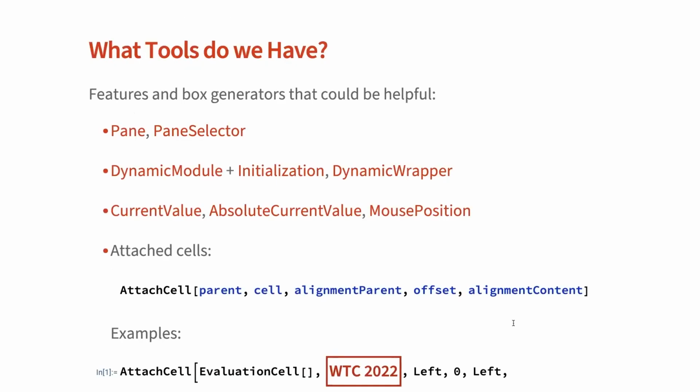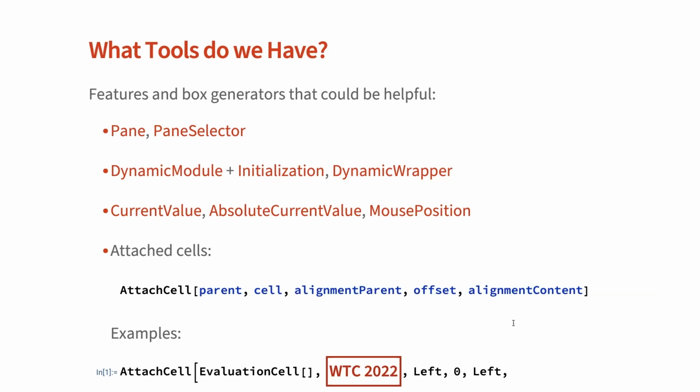What tools do we have available? We have things like Pane and PaneSelector. You can use a Pane to constrict and wrap content, and PaneSelector allows you to dynamically show one of several panes based on some state variable. We then also have the Initialization option to DynamicModule, so when that box is first rendered on screen, that code will fire. And related, there's DynamicWrapper, which, when that box is on screen, is constantly updating the thing behind it.